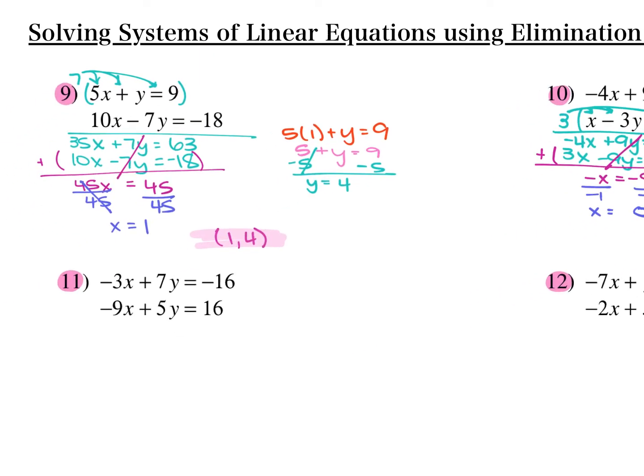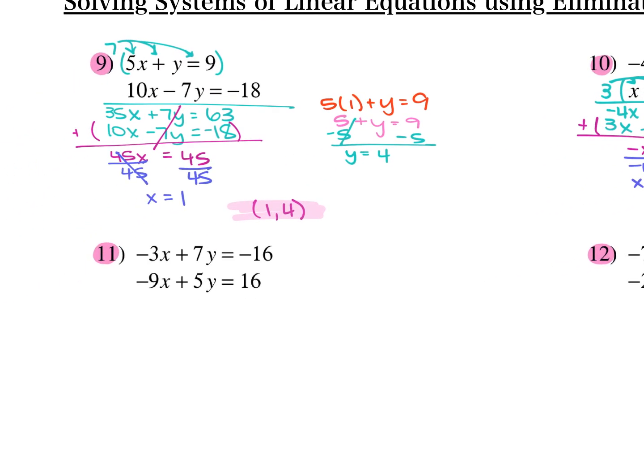If we look at number 11, we have negative 3x plus 7y is equal to negative 16, as well as negative 9x plus 5y is equal to positive 16. You got to look at these two variables. Your x values have a negative 3 and a negative 9 in front of them. What's your least common multiple between negative 3 and 9? It'd be 9. Your least common multiple between the 7 and the 5 in front of your y's is 35. I'd rather work with a 9 than a 35.